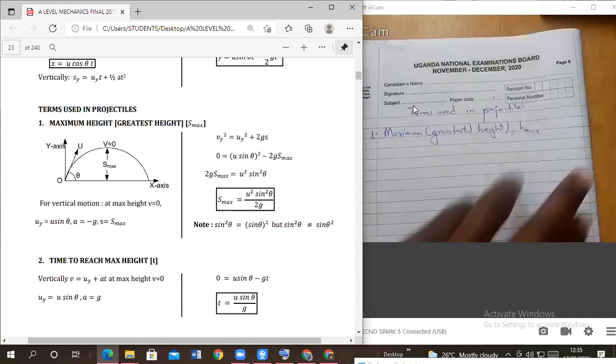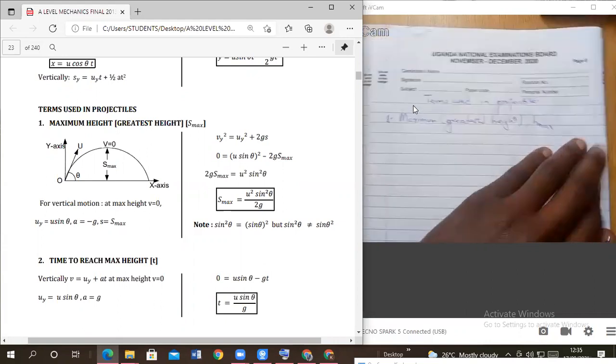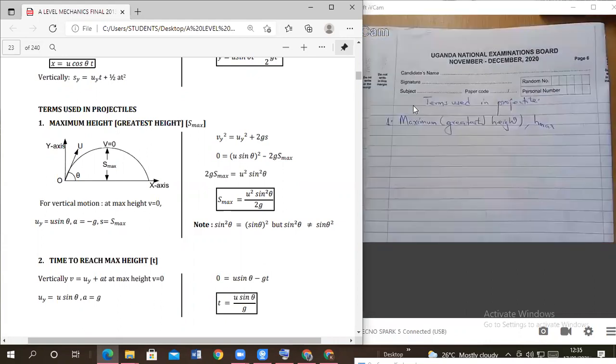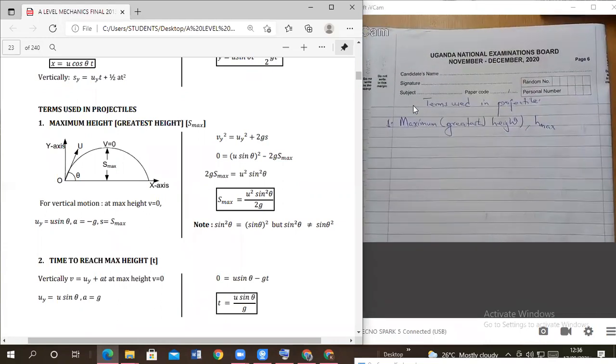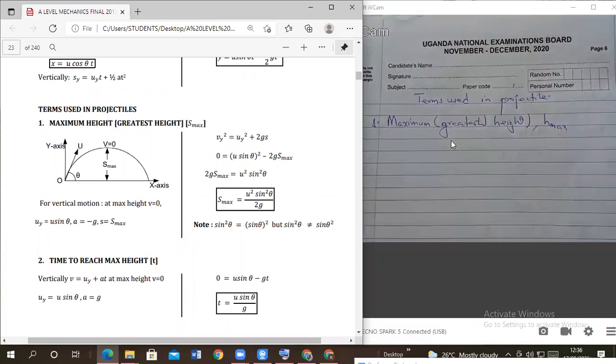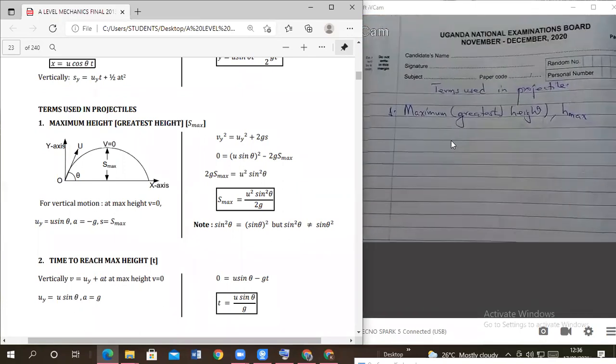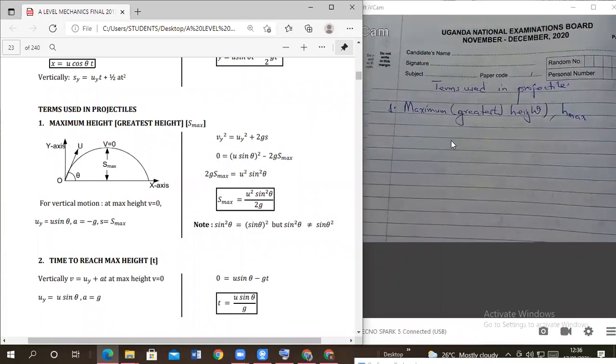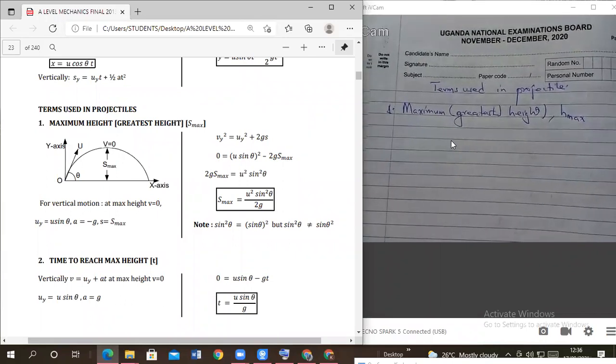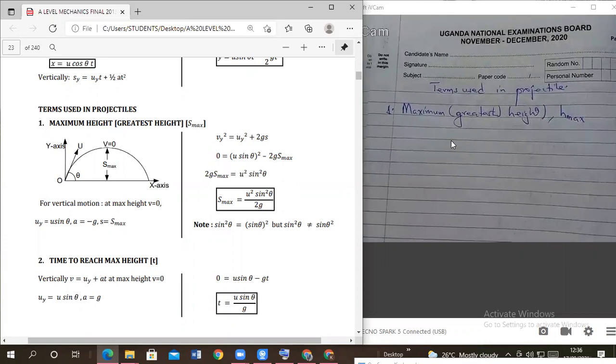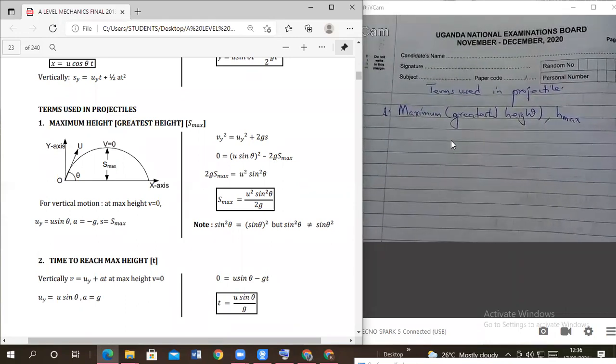So now, if you remember very well how we deal with vertical motion, a vertically upward motion, this time it's projected at a given angle. That's the difference between it and a projectile. And we discovered that at maximum height, the final velocity is what?